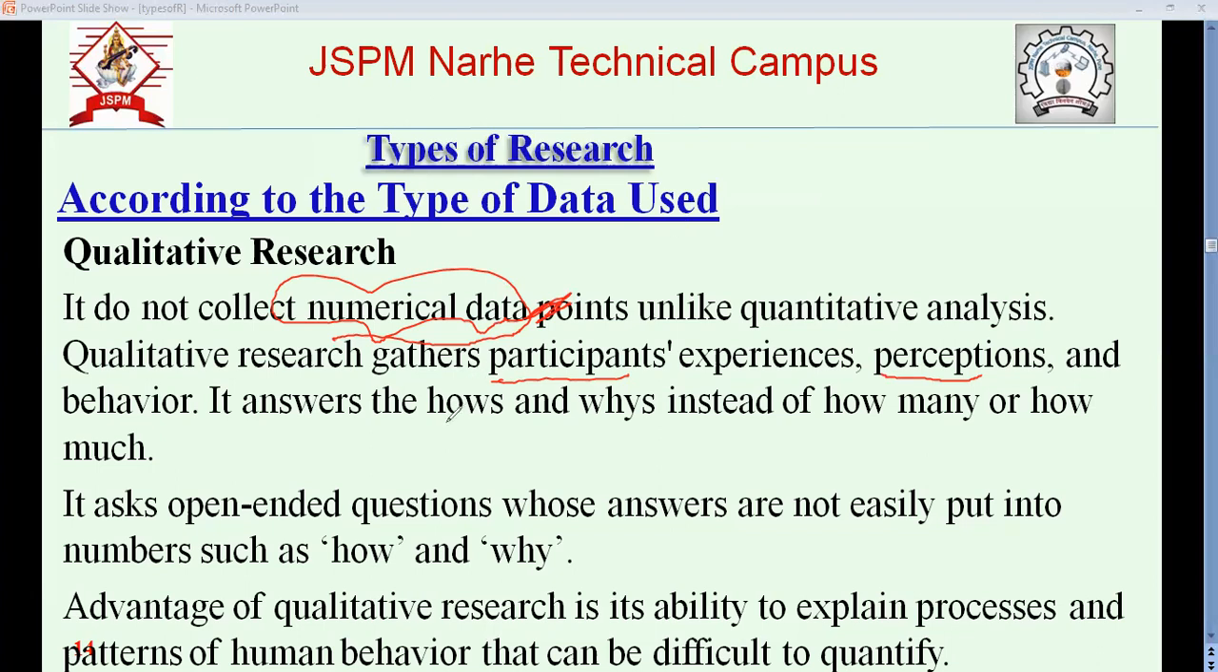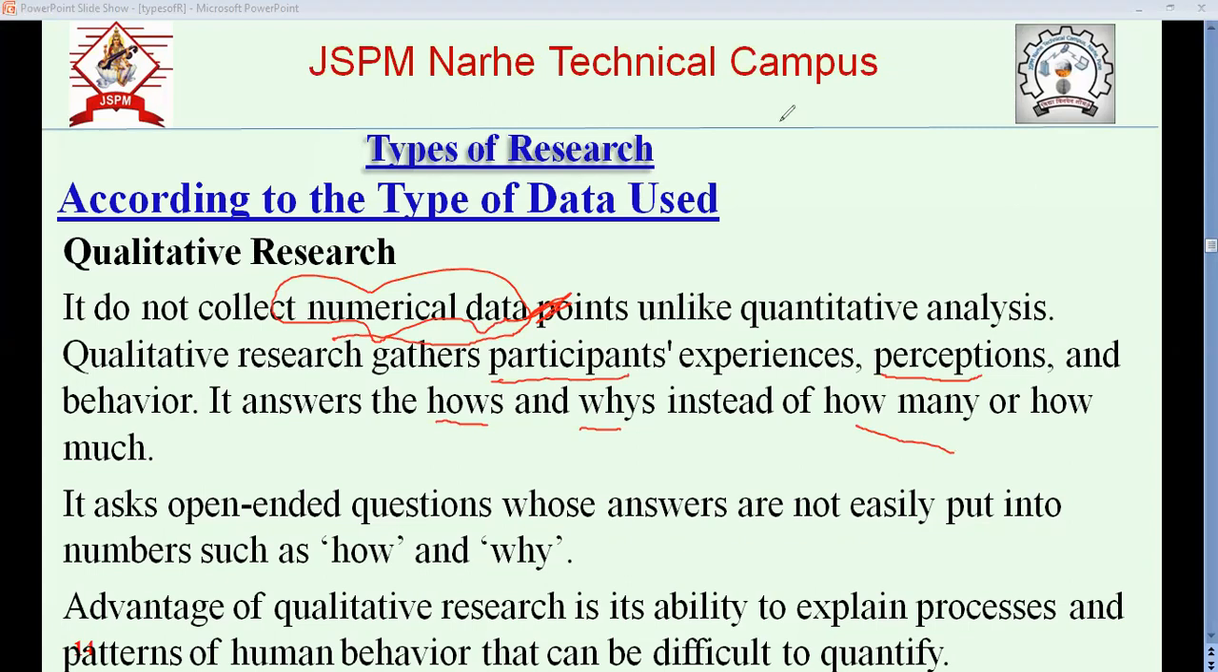So it answers how and why. Our interest is not the numbers. Our interest is how it is happening, why it is happening, rather than how many, how much. Numbers we are not interested in, but we are interested in the answers in verbal form, like how, why. Okay.